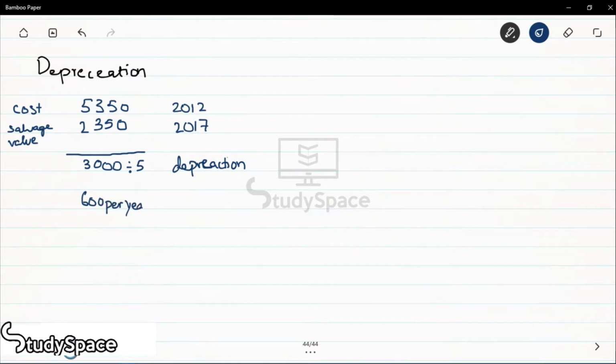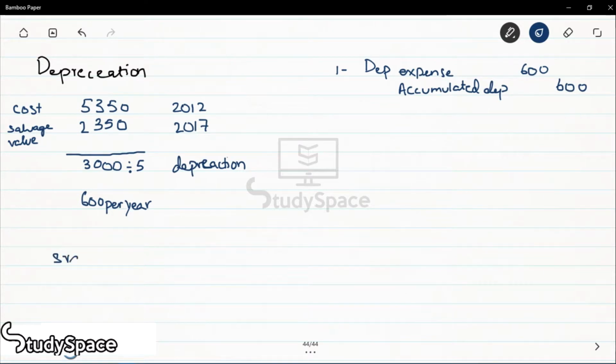So every year we would have an entry such that depreciation expense is debited and accumulated depreciation is credited by 600 every year, till we come to the point where we have to dispose of the asset. Now this is a very general and very basic entry for depreciation. This method that I just explained to you is called the straight line method. On the basis of this method, a very straight approach is used in order to divide the depreciation over a number of time periods and then to apply it throughout every year.